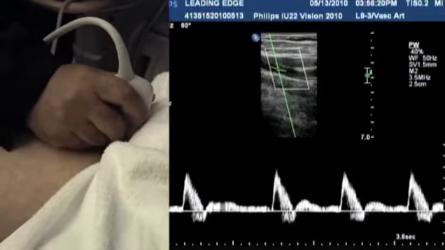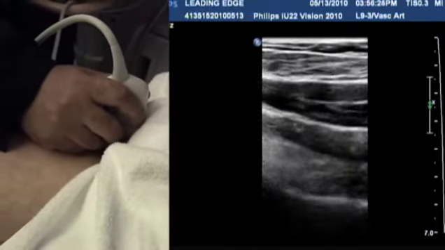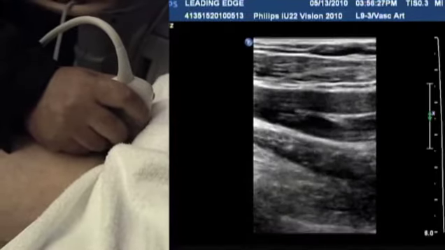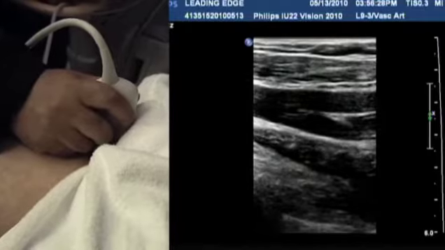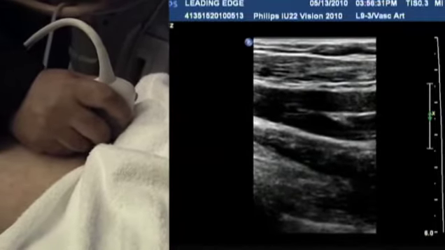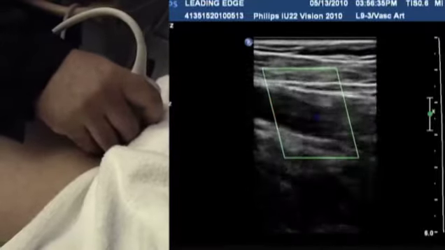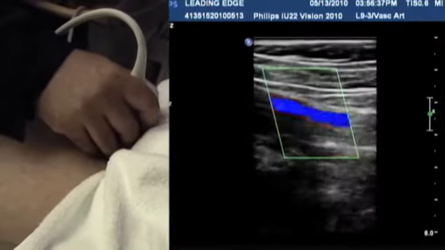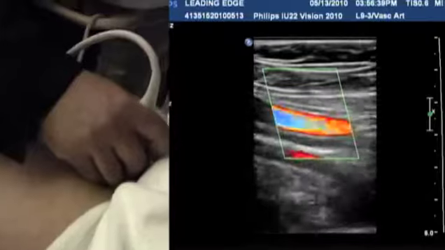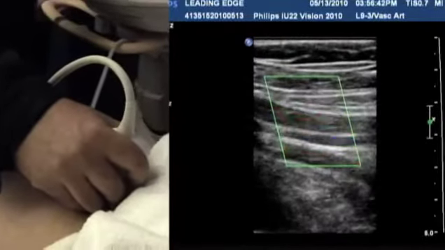And we're getting a nice normal waveform here. Once that's been evaluated, what I would do then is what we call a quick scan in the thigh. And what I like to do is put the color on at this level and then just very quickly evaluate the entirety, or the whole length, of the superficial femoral artery just using the color flow image.